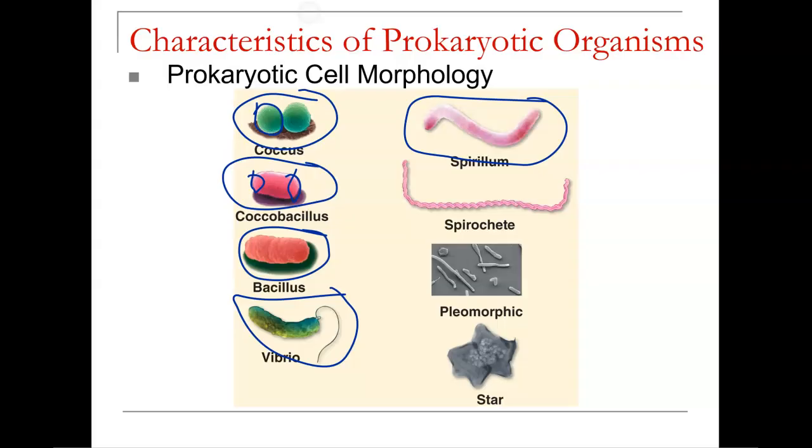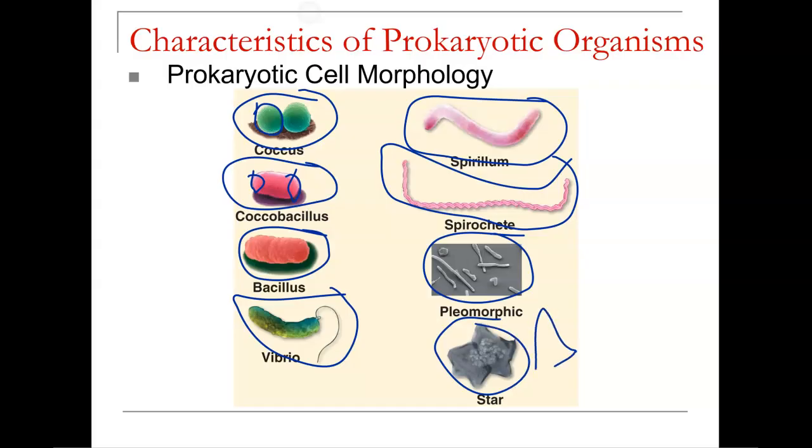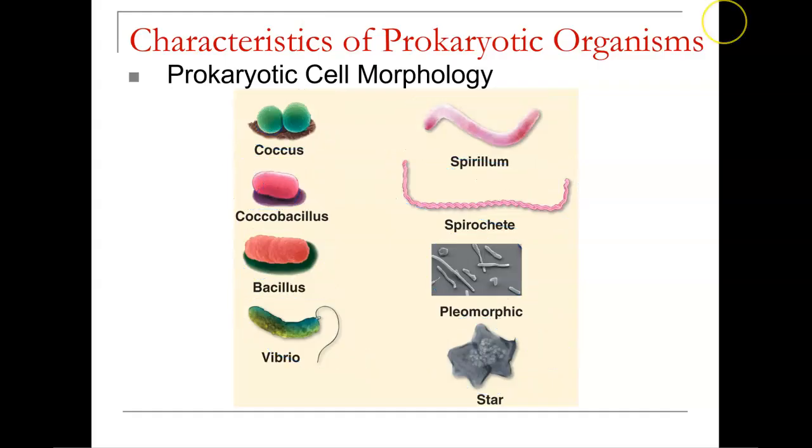Next, you have your spirochete. That's going to be a flexible spiral shaped organism here. Then you have your pleomorphic, and that's going to be various shapes and sizes. So you'll see all of these different shapes and sizes in there. And then, of course, you see the star shape there. You can also have what's called like a triangular shaped one. You can have more of a rectangle shaped bacteria. So those are all going to be different types and shapes that you can see when looking at these prokaryotic organisms.